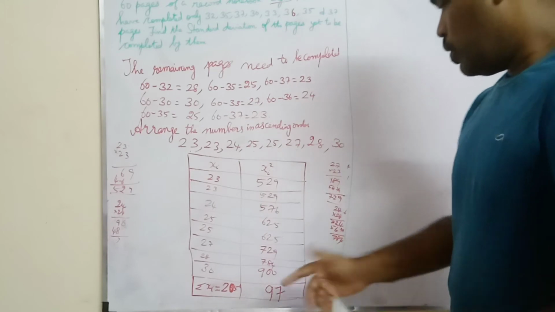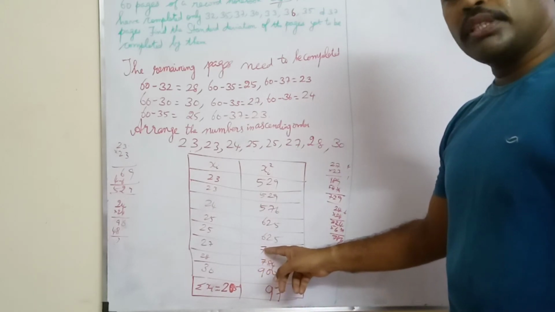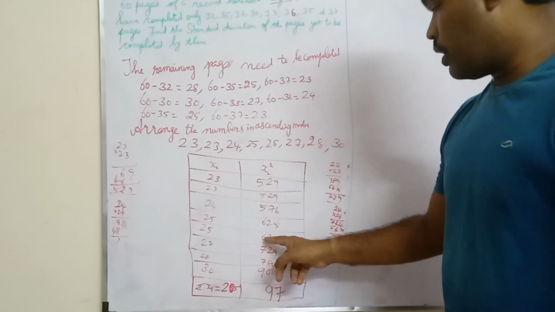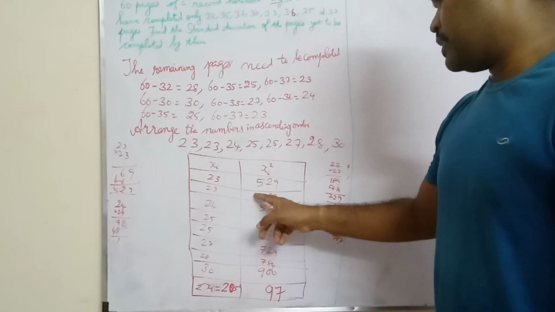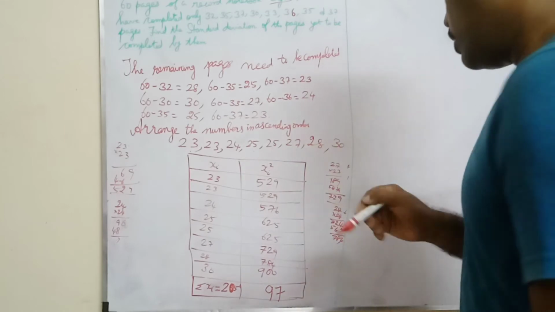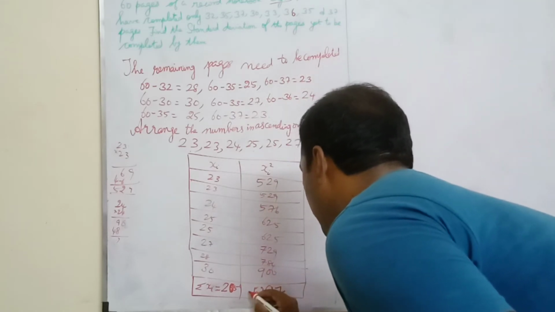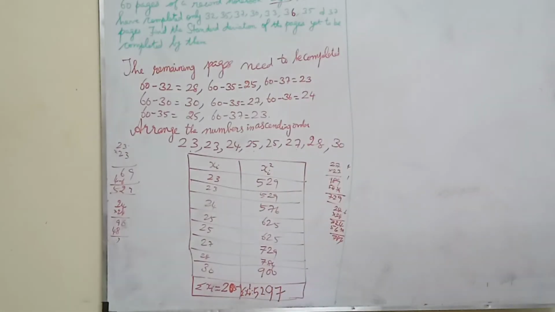Balance 2. 2 plus 9, 11. 11 plus 7, 18. 18 plus 7, 25. 25 plus 6, 31. 31 plus 6, 37. 37 plus 10, 47. 47 plus 5, 52. That is, we need to add it. So now sigma xi square is equal to 5297. Now the next thing is what we need to do.